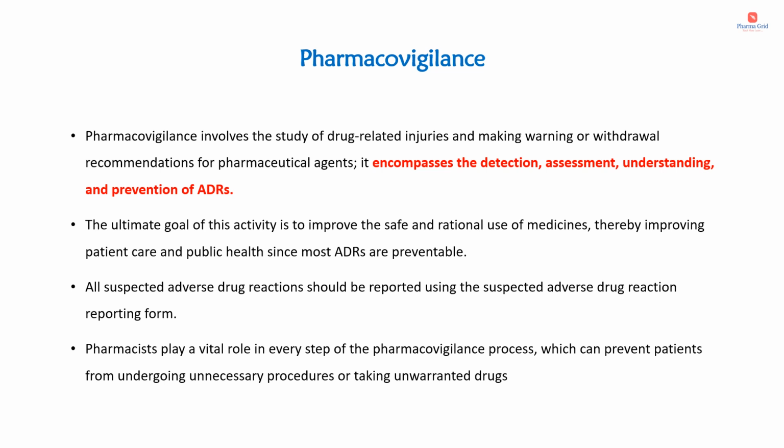Next topic is pharmacovigilance. Pharmacovigilance involves the study of drug-related injuries and making warning or withdrawal recommendations for pharmaceutical agents. It encompasses the detection, assessment, understanding and prevention of ADRs. The ultimate goal of this activity is to improve the safe and rational use of medicines, thereby improving patient care and public health since most ADRs are preventable.